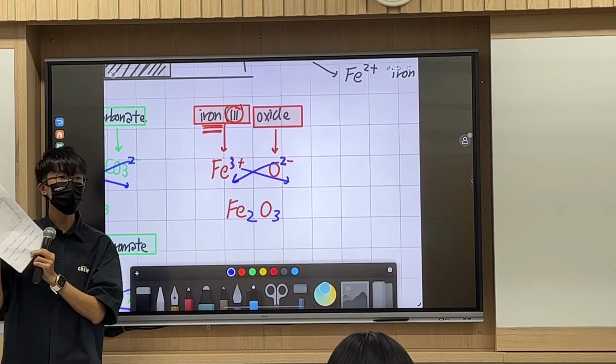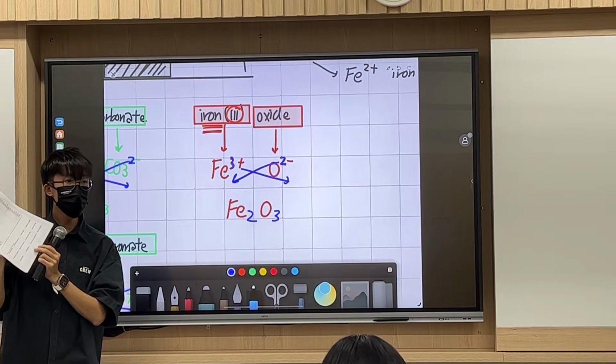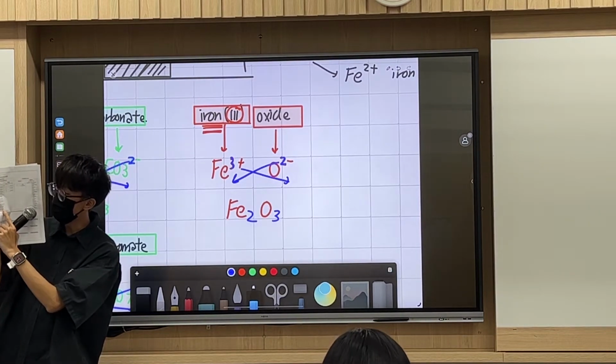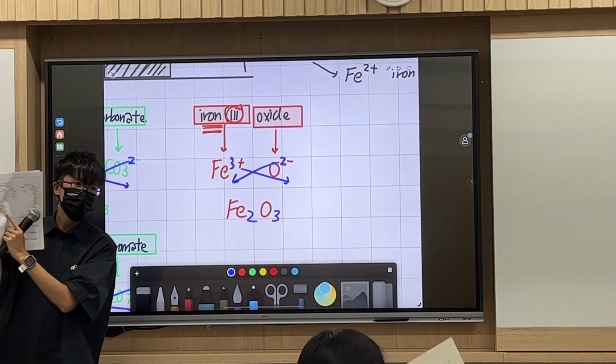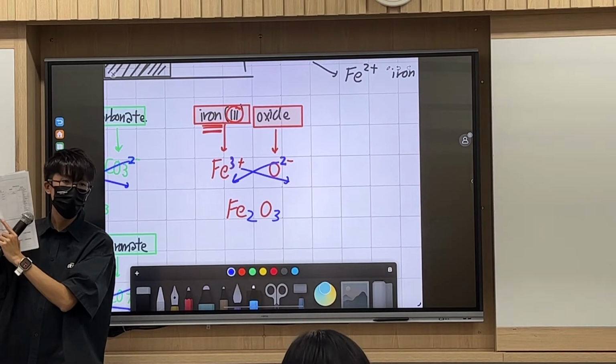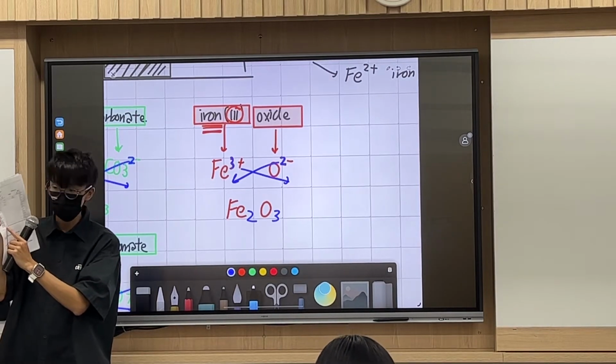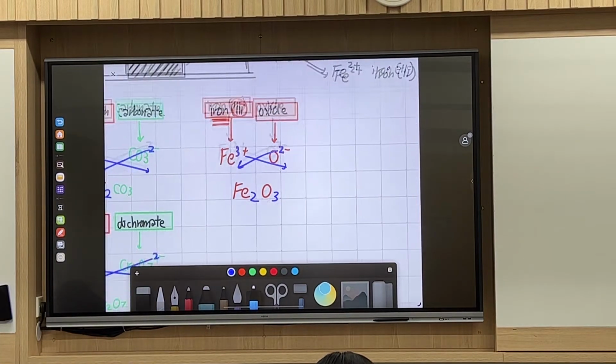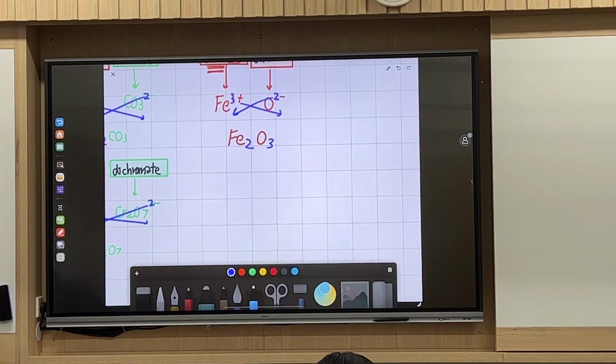What about zinc sulfate? Zinc is a 2 plus charge. You can find it in here. Some transition metals can only form one particular ion. Like for zinc, zinc can only form 2 plus. Silver can only form 1 plus. So when you see zinc sulfate, what does zinc sulfate mean?